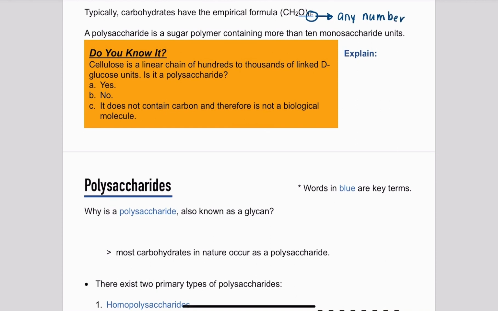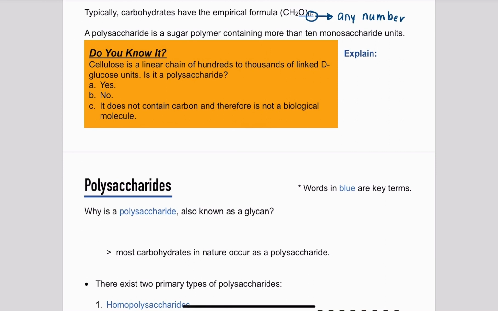A polysaccharide is a sugar polymer containing more than 10 monosaccharide units. So from what you know from section 7.1, attempt to answer the do you know it question. Cellulose is a linear chain of hundreds to thousands of linked D-glucose units.